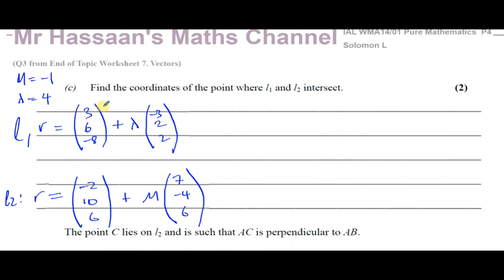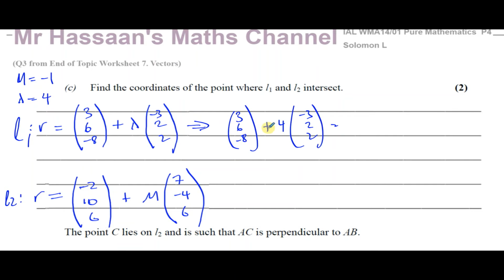For part C, it says find the coordinates of the point where line 1 and line 2 intersect. This is the information I got from the last page. We know the equation of line 1 and the equation of line 2. We know the value of mu and lambda where they intersect. So all you need to do is choose one of these two lines and put in the value of lambda or mu. For example, if I use line 1, I can just replace the lambda with 4. So I'll have (3, 6, minus 8) plus 4 times (minus 3, 2, 2).